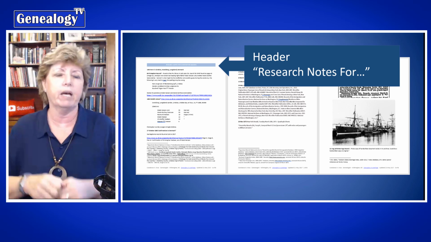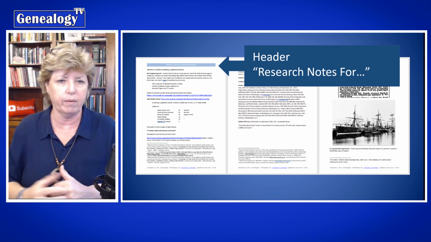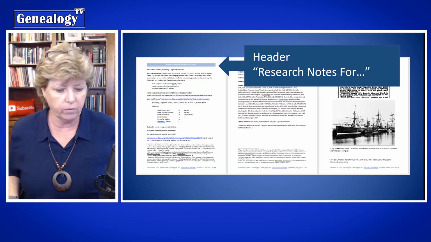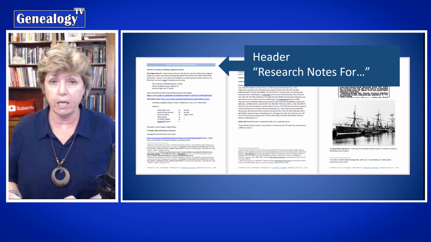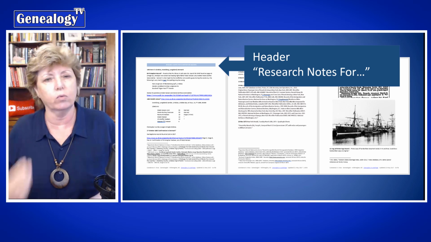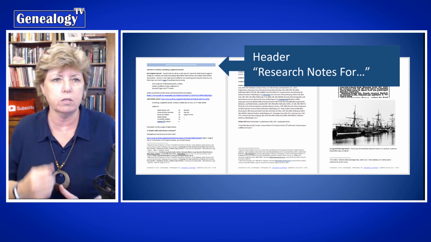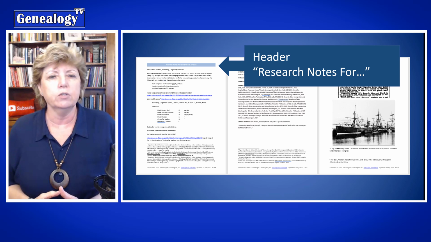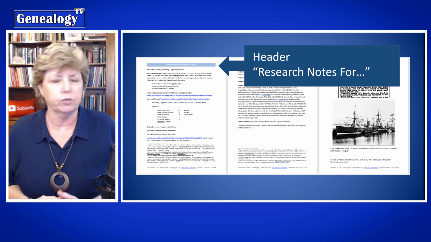So I open up the master and I do a save as the first time I'm ever going to do a new set of research notes for my ancestors. In this case, these are research notes for Christopher Madsen. I realize you cannot read it because it's very small on the screen, but I do put a header in there, and it basically says research notes for Christopher Madsen.